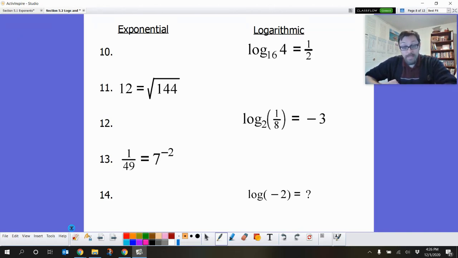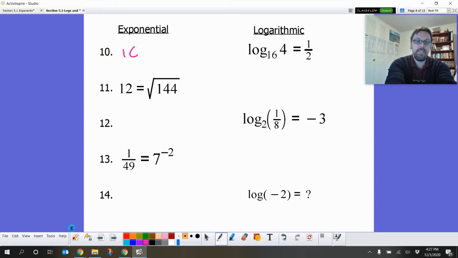Now, they do sometimes get a little bit gross if we have fractions. So these are our final gross ones, but we want to follow the same patterns. We have log base 16 of 4. So that is 16 to the 1/2 equals 4. And this totally makes sense because the square root of 16 equals 4.